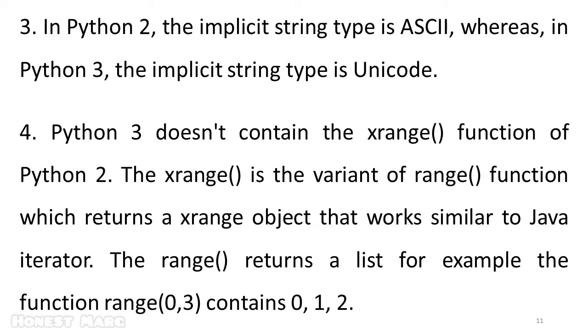In Python 2, the implicit string type is ASCII, whereas in Python 3, the implicit string type is Unicode. Python 3 does not contain the xrange function of Python 2. The xrange is a variant of the range function which returns an xrange object that works similar to a Java iterator. The range function returns a list. For example, the function range(0, 3) contains 0, 1, 2.